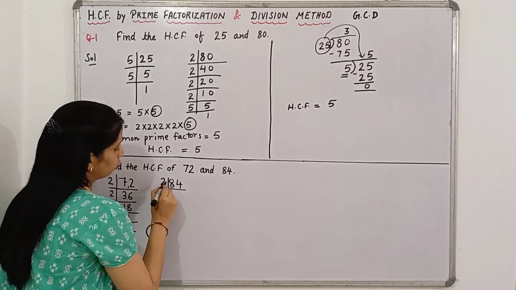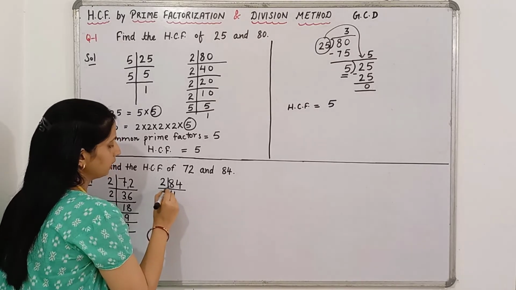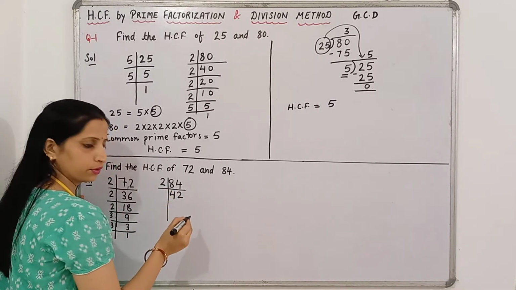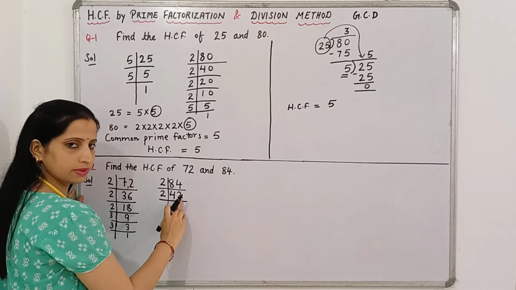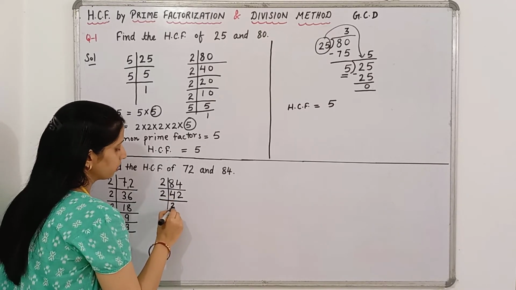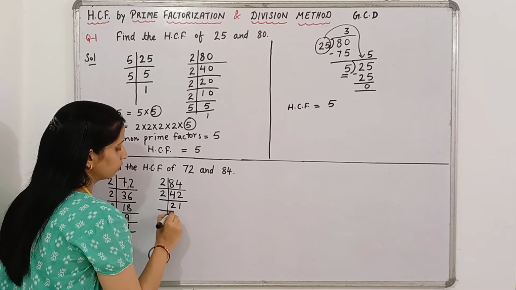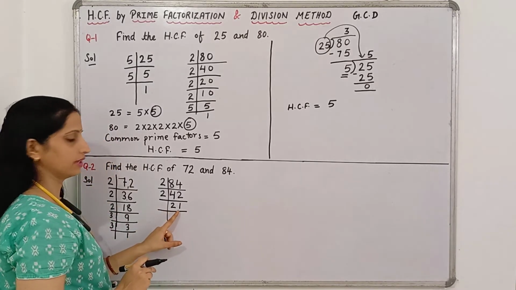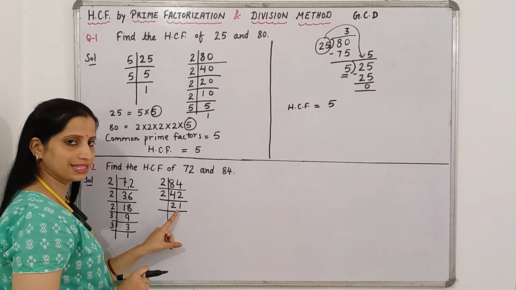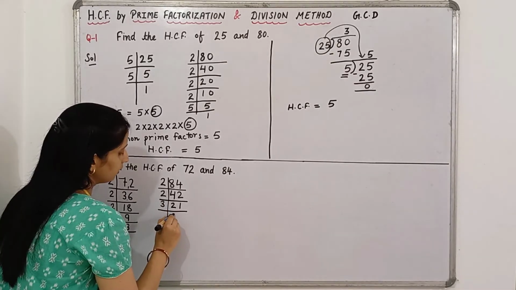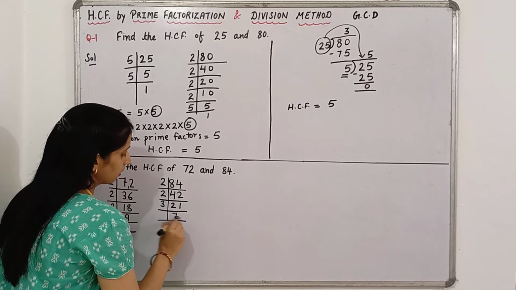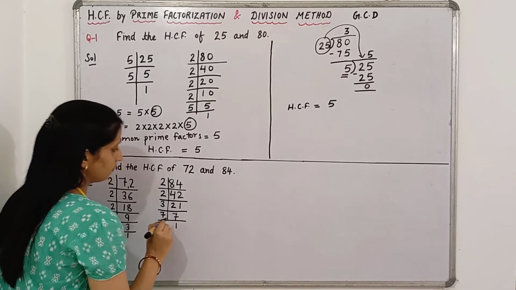So let's do it. 2 4s are 8. 2 2s are 4. Next again this number will be divisible by 2. 2 2s are 4. 2 1s are 2. Now we get 21 and we know that 21 is divisible by 3. So we will do it by 3. 3 7s are 21 and 7 1s are 7.